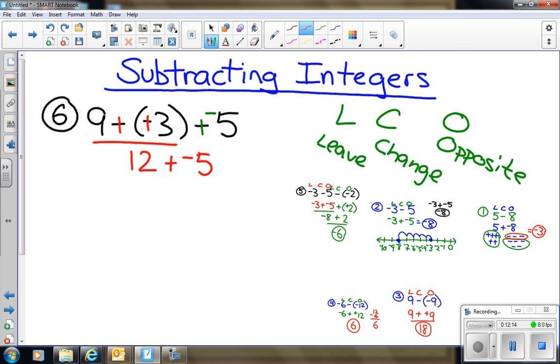And again, now I have a positive number plus a negative number. So I need to find out what's the difference. So I'm going to look at their absolute values, and I have 12. I'm going to find the difference between 12 and the absolute value of negative 5, which is 5. So I'm going to do in my head 12 minus 5 is 7. And since 12 is the bigger of the two absolute values, it's going to be positive 7.